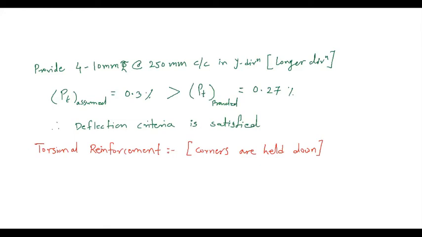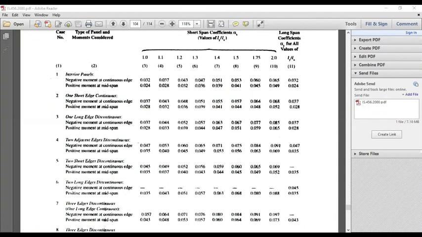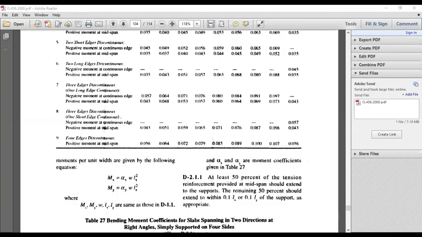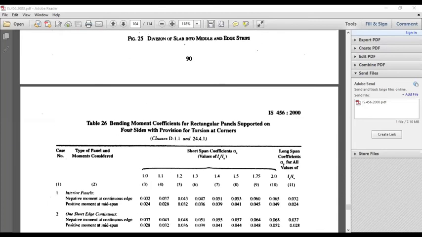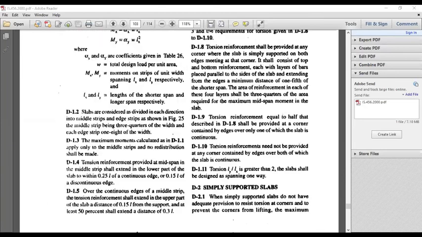So it is as per IS 456-2000, Annexure D, D 1.8, page number 90. So this is given over there. You can check. Okay. So we will go there. First we will see it. So now here we will see this page number 90, annexure D 1.8.